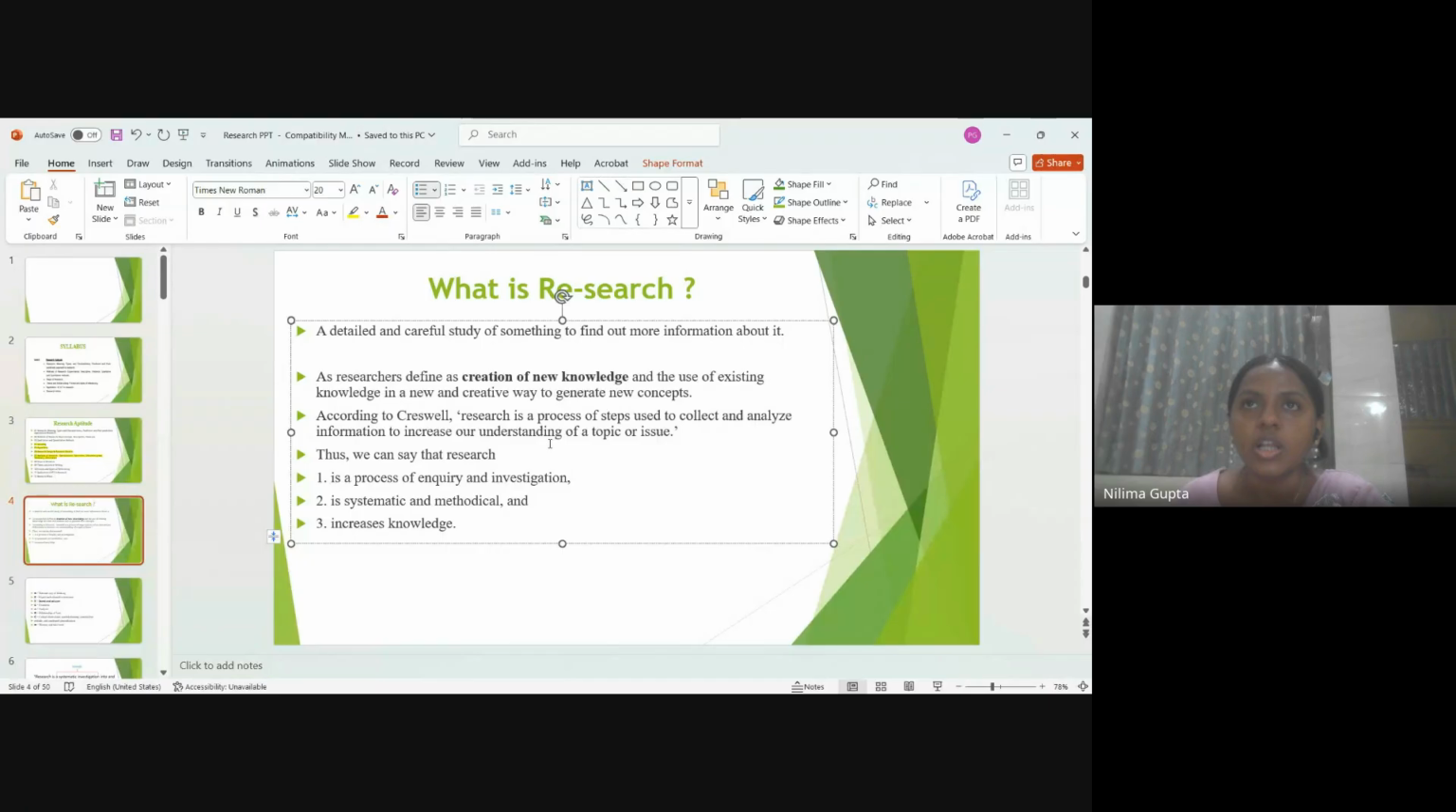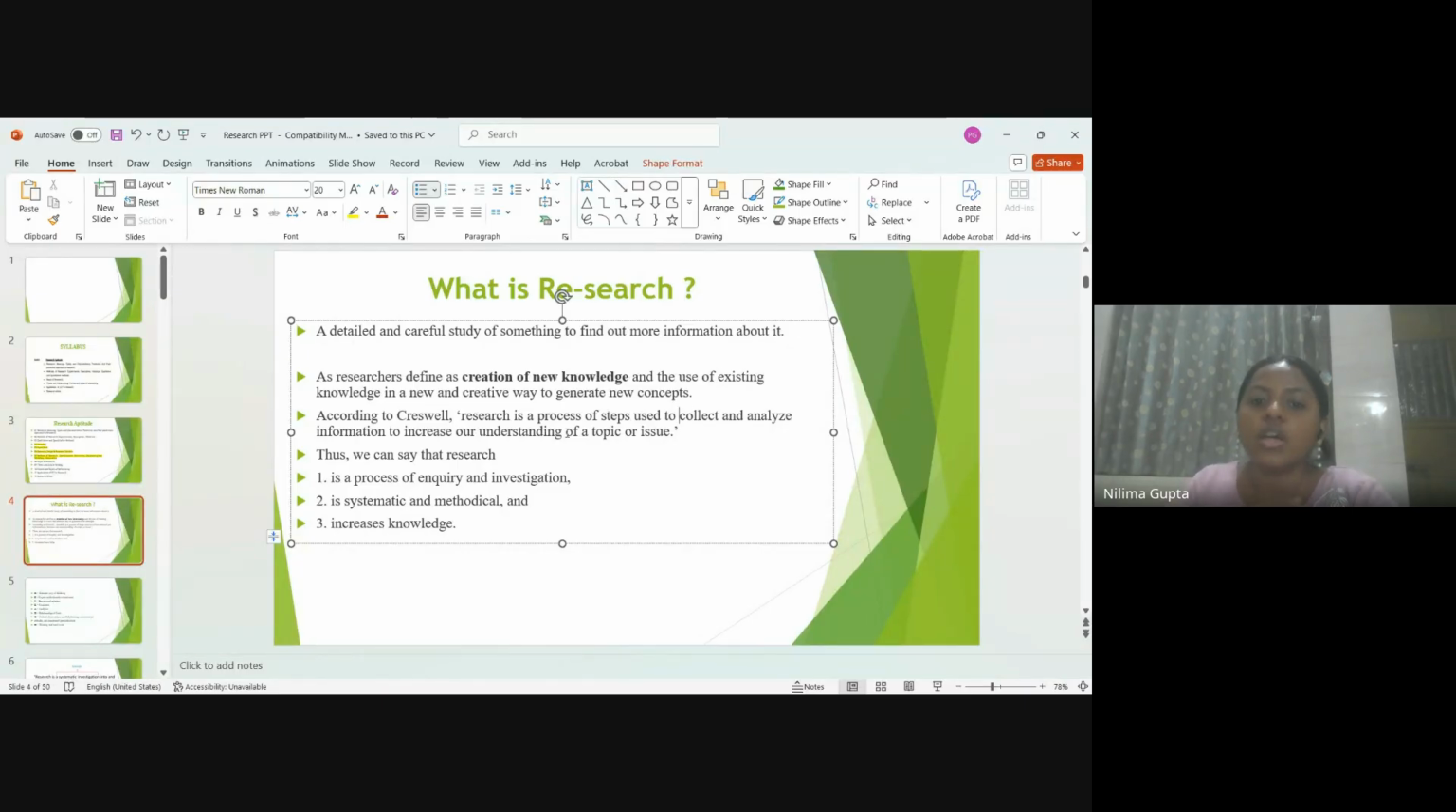For example, climate change is already there. We all know that we are facing climate change, but we are again doing research on it: how is climate change impacting our health, or how is climate change not only impacting our physical health, but also our mental health.